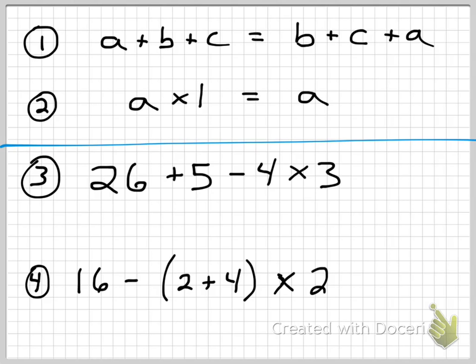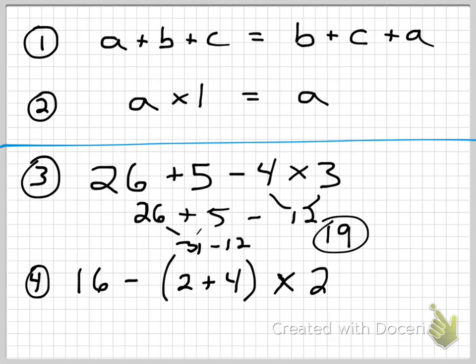Number 3, order of operations. Which one do I do first? Do I do 26 plus 5 first? No. What do I do first? 4 times 3. What is 4 times 3? 12. Bring everything else down. 26 plus 5 minus 12. Now I have a plus and a minus left. Which one do I do first? Because it happens first, right? It's left to right. 26 plus 5 is 31, minus 12 is 19. 19 is the answer to number 3.